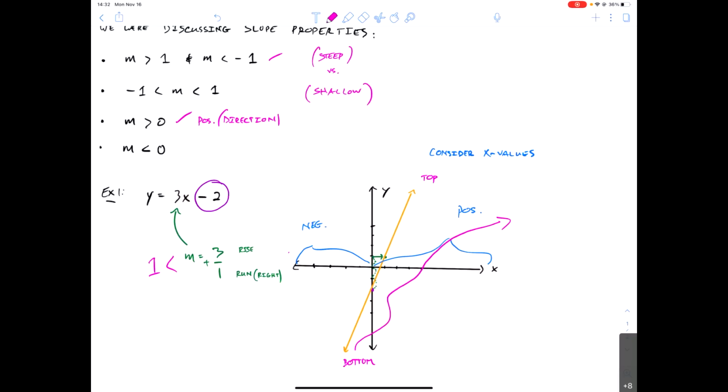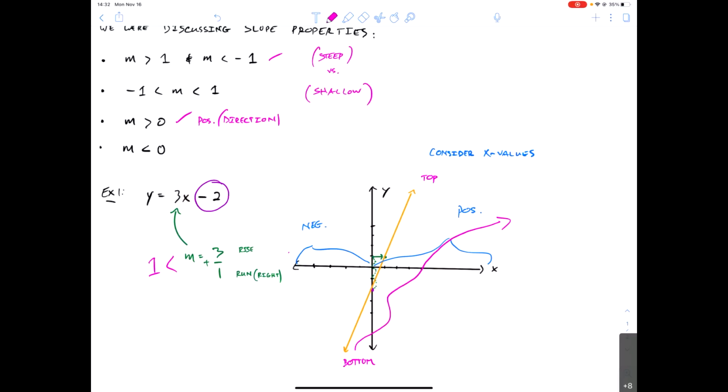So this is an example of where this is a positive direction slope, aka my graph is moving up and to the right, and it's also a very steep line. Why? Because my slope is greater than 1. Okay? Positive slope, and it's greater than 1. How do I know it's positive? Again, the number in front of the x is 3. It's a positive 3. How do I know it's heading in the positive direction? Well, the top of the graph is on the right-hand side of this coordinate plane. So that's it in a nutshell. Those 4 properties I last discussed.